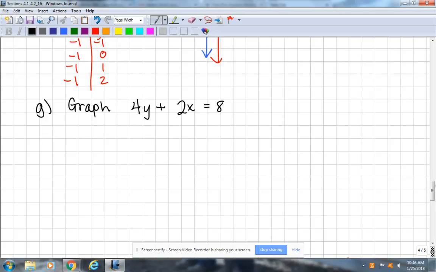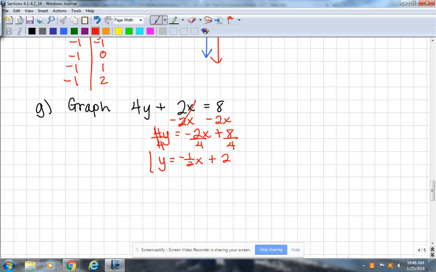So what are we going to do to this one first before we make our table? Make it slope intercept form. So y'all help me do that. What am I going to do? Subtract 2x. Very good. And then I have 4y equals what? Plus 8. Then what do I do? Divide by 4. Y equals what? Plus 2. So simplify your fractions all the way.